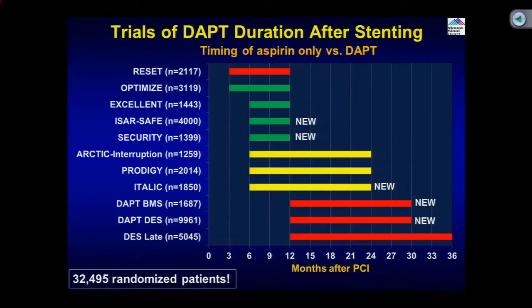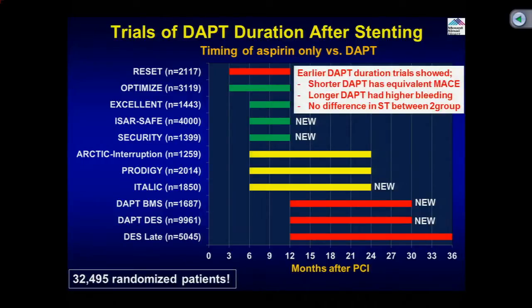Now for DAPT duration, these are the various trials which I have put together here, from the last three, four years, from 6 months or 3 months to 12 months or 24 months, and of course even 36 months. These are the various studies; four of them are new compared to the old ones. The earlier DAPT duration studies showed that shorter DAPT had equivalent MACE, longer DAPT had higher bleeding, and there was no difference in stent thrombosis between the two groups.